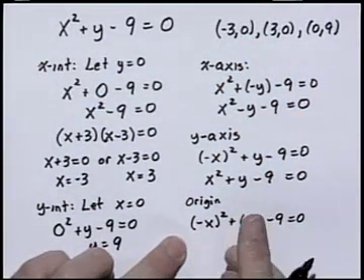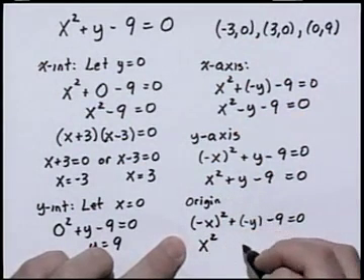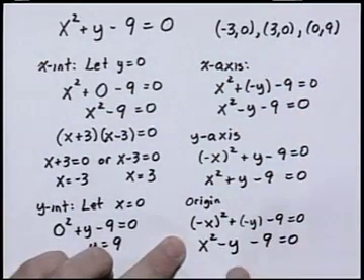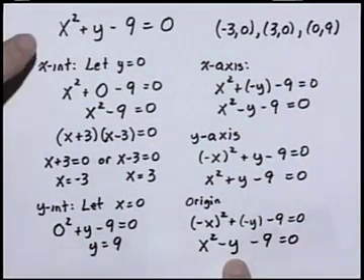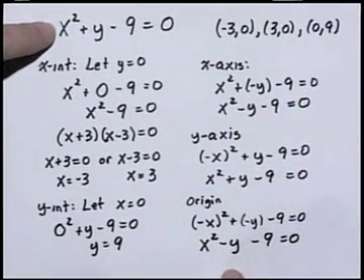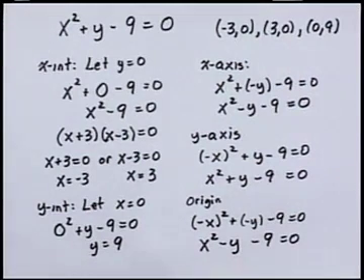Well, negative x quantity squared is x squared, then minus y minus 9 equals 0. This equation is not the same as our original equation, so the graph of our original equation will not have origin symmetry.